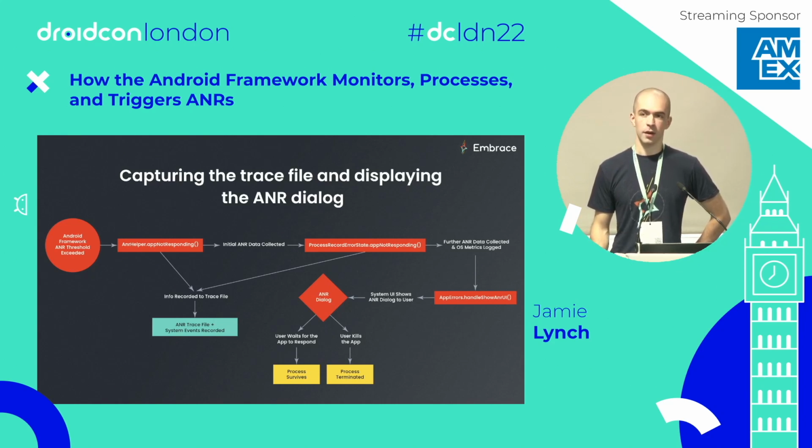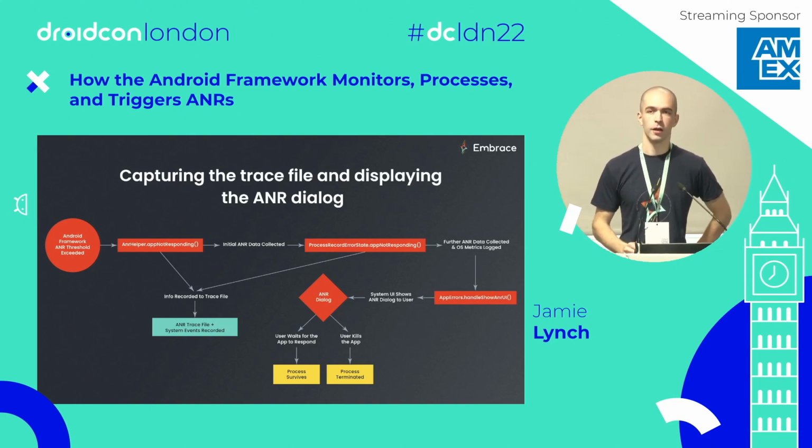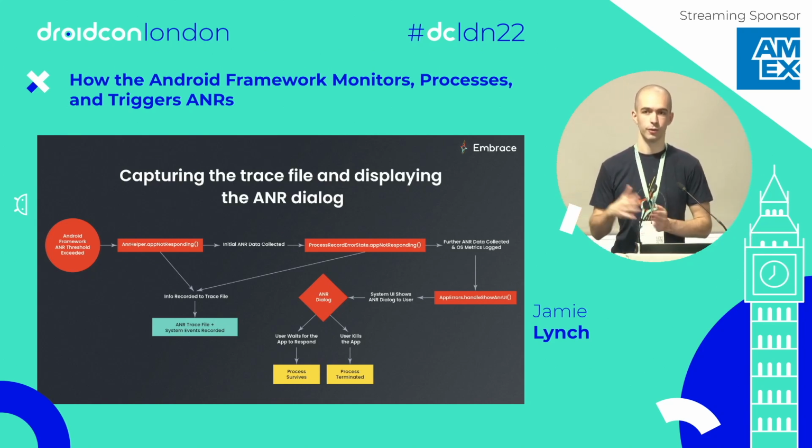Once that's happened, and the initial ANR data has been collected, the process record is updated, which is just an internal class which keeps track of whether a process is crashing or not behaving well. At that point, some further ANR data and more OS metrics are collected internally, and then AppErrors is the class responsible for showing the user interface of the famous ANR dialog. Then the system UI shows the dialog to a user, and they decide whether to let your app keep going or whether to terminate the process.